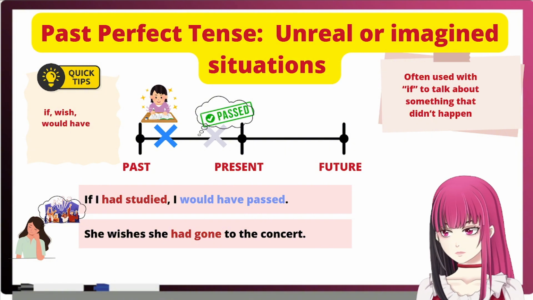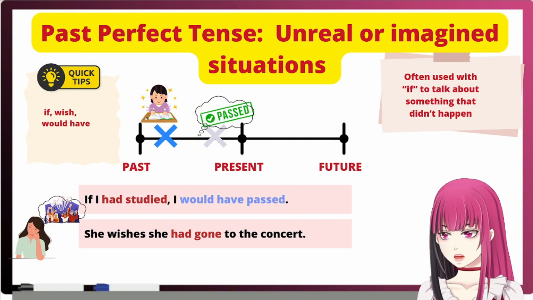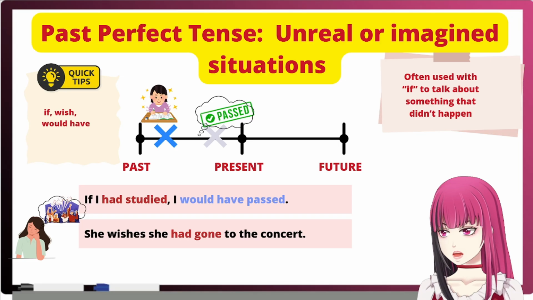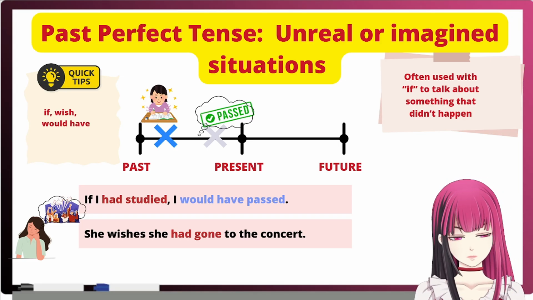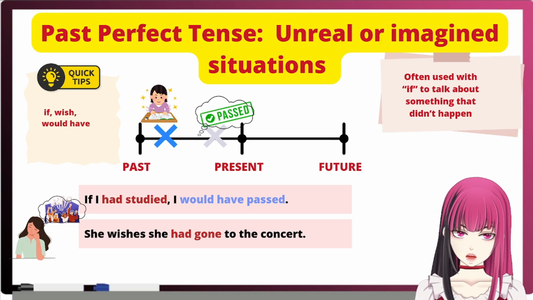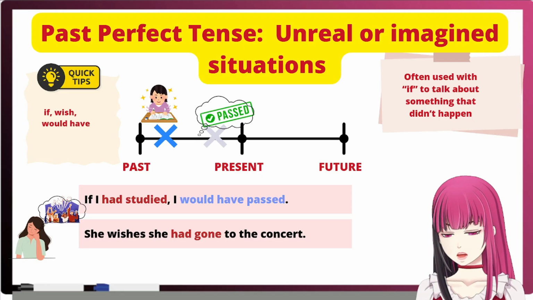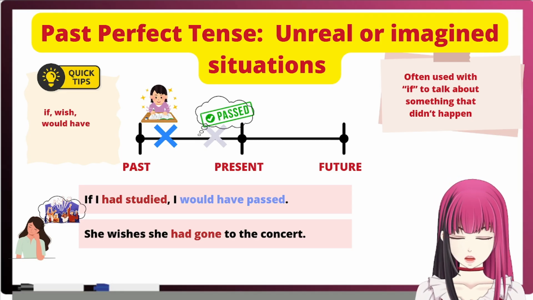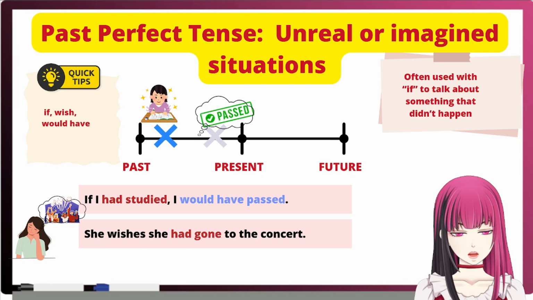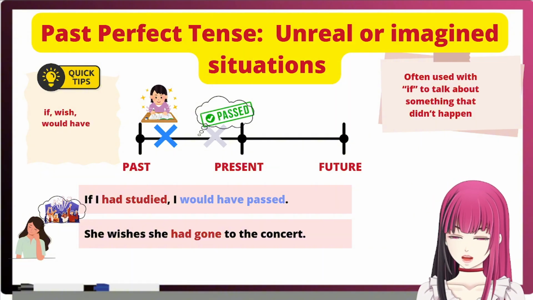If I had studied, I would have passed. This means that I failed. But if I had studied in the past, I would have passed now. She wishes she had gone to the concert. This means that she did not go to the concert, but she wishes that she had gone.